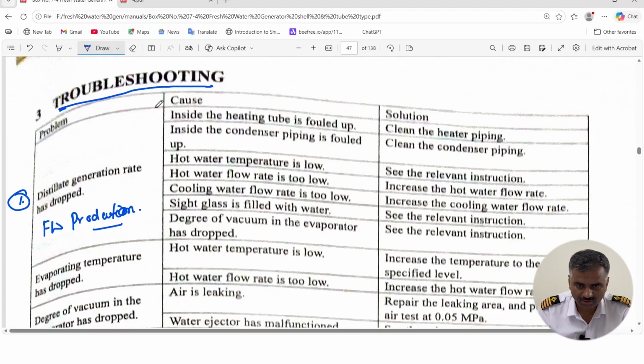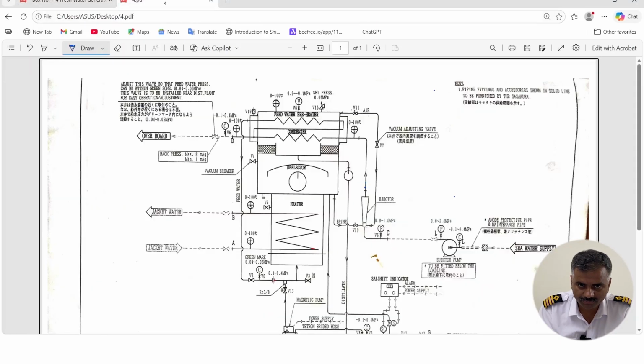Freshwater. So the manual says the evaporator tubes or the heater tubes are fouled up. What do you mean by fouled up? These are the tubes over here. You will find these are tube stacks like this. So these have now completely filled with salt water.